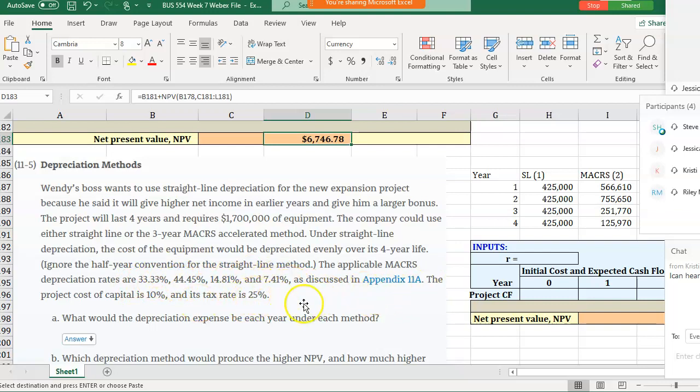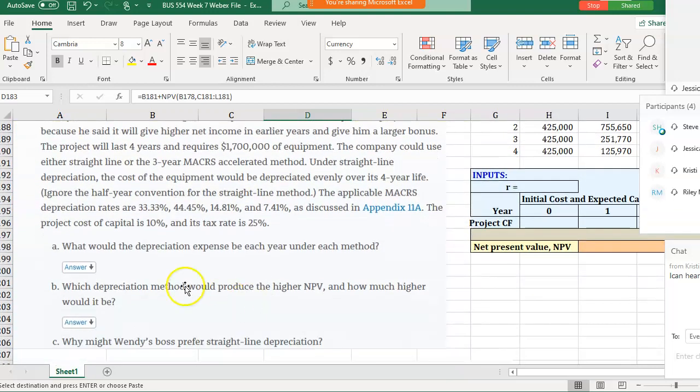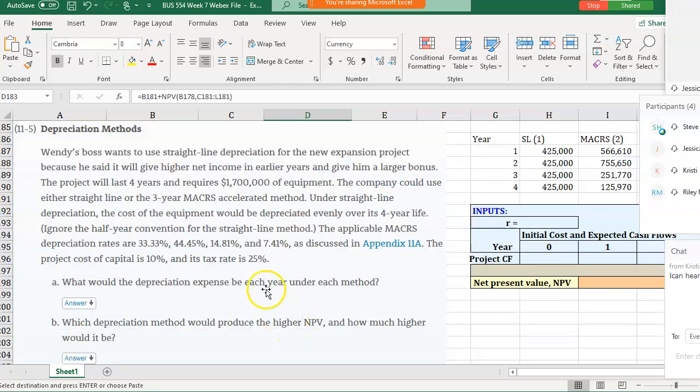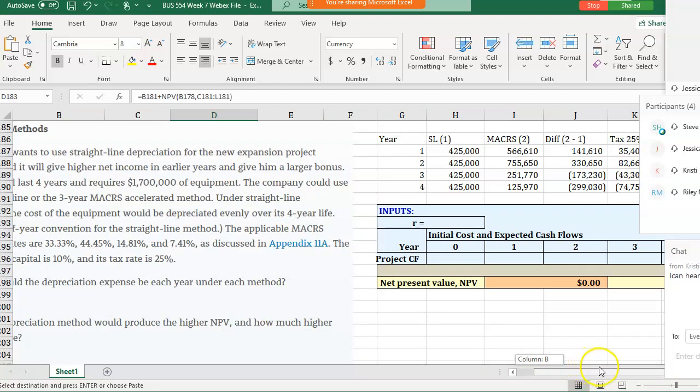Cost of capital is 10%. The tax rate is 25%. So basically, the question is, what would be the depreciation expense for each method, and then which one would give us a higher NPV? And we'll talk about letter C also. Okay, so that's the scenario. So it's really a change analysis is what this is.